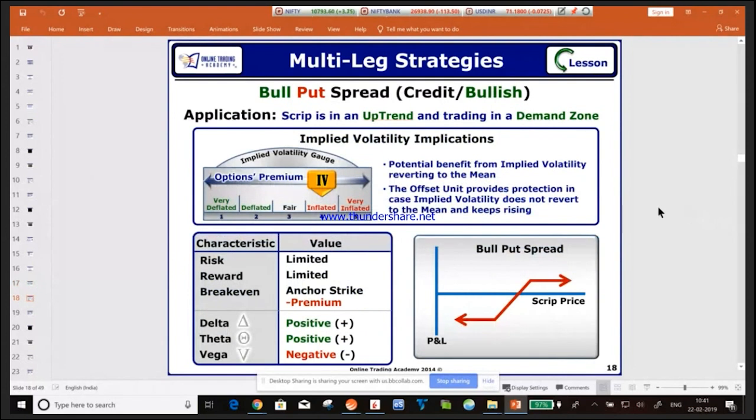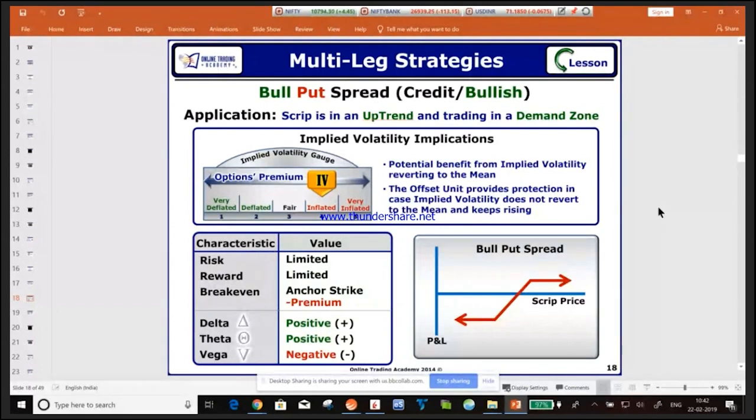Bull put spread. Okay, this is a credit strategy and a bullish strategy. Script is in an uptrend and trading in a demand zone. The implied volatility implications are IV is in section 4. We will benefit if IV comes down to section 3, that is the mean. But in case IV does not come back and keeps on rising, we are in danger. So the offset unit here is what will provide us protection in case IV does not revert to the mean and keeps rising.